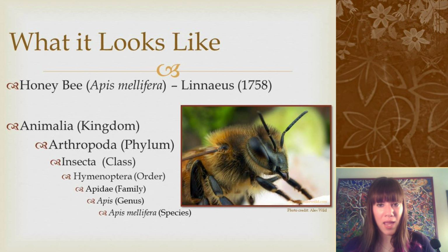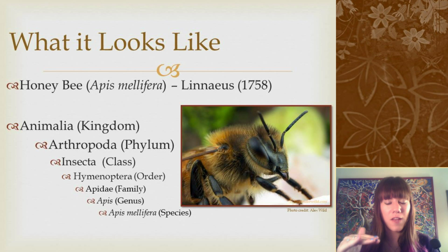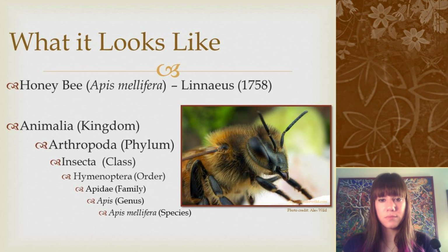Then it's in the family Apidae, which doesn't have a really good common name. It's just kind of like your bees. And then it's in the genus Apis, and then the species Apis mellifera. Species is always the genus name and the specific epithet together. And it is always italicized. Genus and species are always italicized. All of the other classifications are capitalized when you write them out.